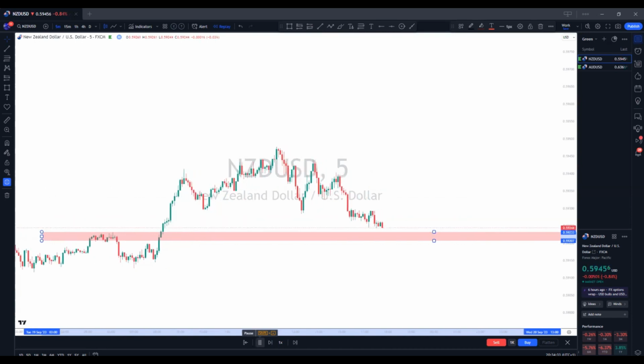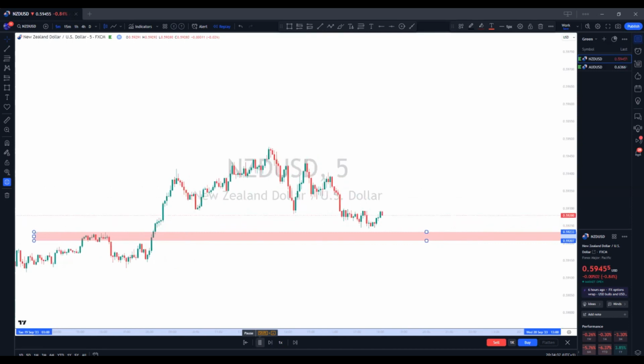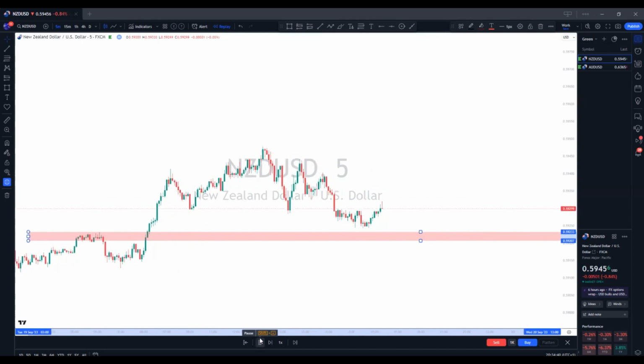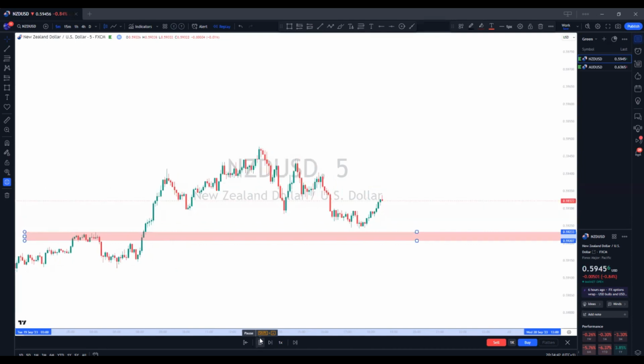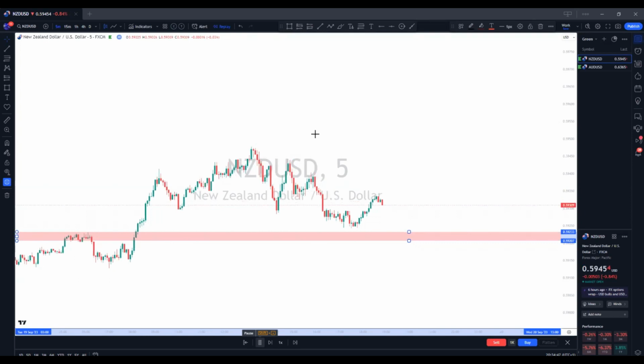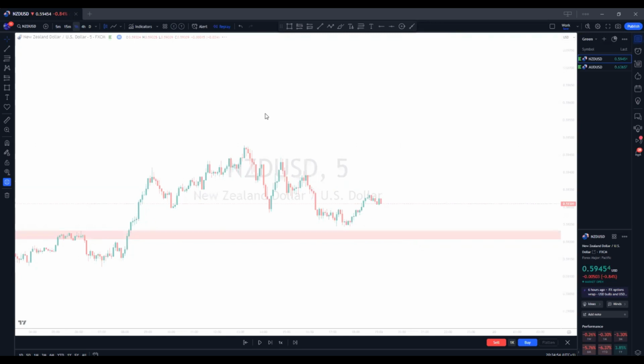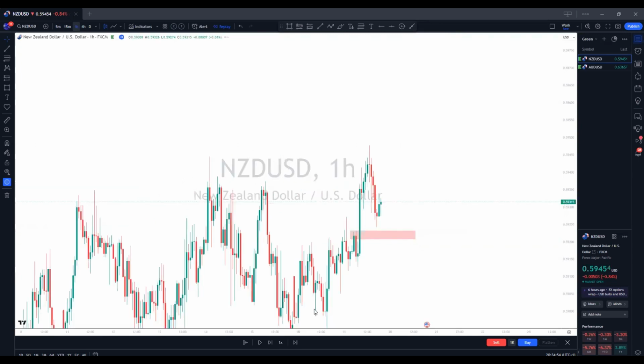Why is it that price is not tapping inside? It's kind of hard. Price doesn't want to tap inside the zone. Price is not actually tapping inside the zone. Why is that? It's very hard to find somewhere that price actually taps inside and then actually moves.